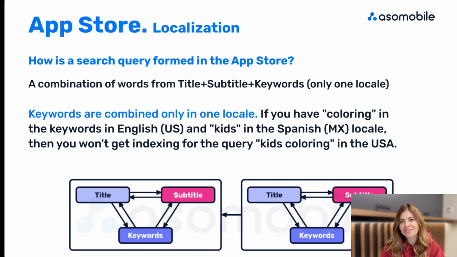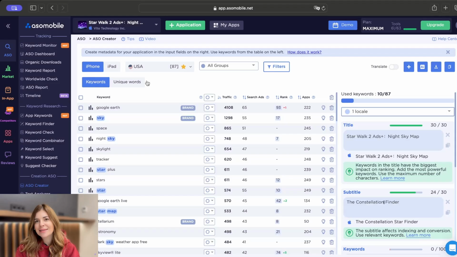We've compiled a list of keywords and familiarized ourselves with the metadata formation rules for the most popular app stores. Interestingly, the metadata compilation algorithms in other stores are quite similar. It mainly requires reading their guidelines and understanding the subtleties. Now, let's transition into hands-on practice. We're going to switch to ASOMobile's ASO Creator tool next.